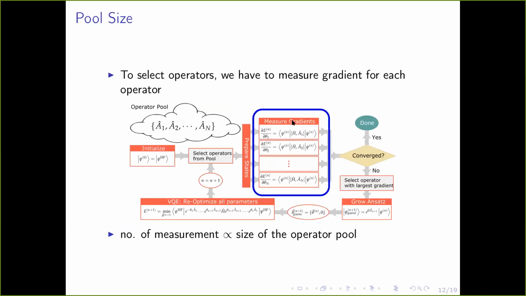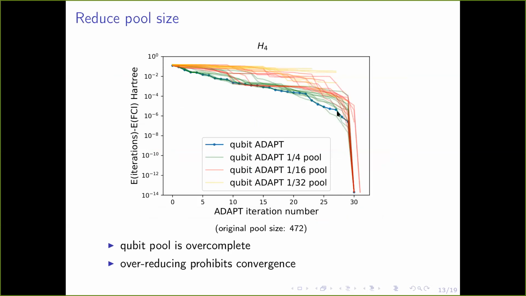And remember that we need to do a measurement for all the operators for the gradients when we do the ADAPT iteration. It means that we need to do a number of measurements proportional to the size of the operator pool. So in order to reduce the cost of measurement, we want to reduce the size of the operator pool. We try to do that randomly first. We keep reducing the qubit pool and see how it converges.